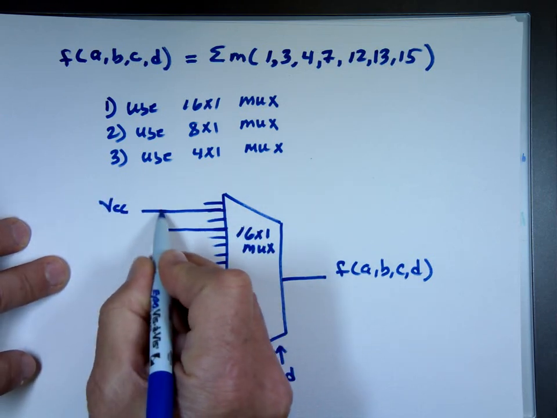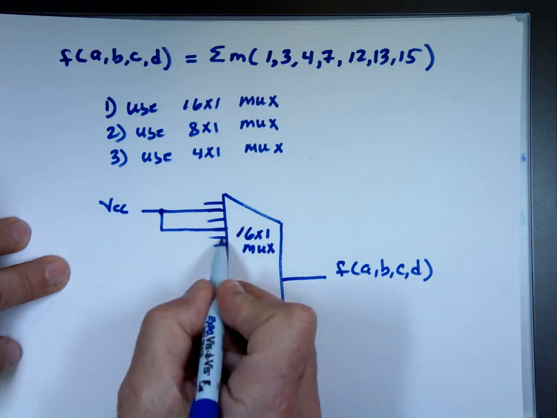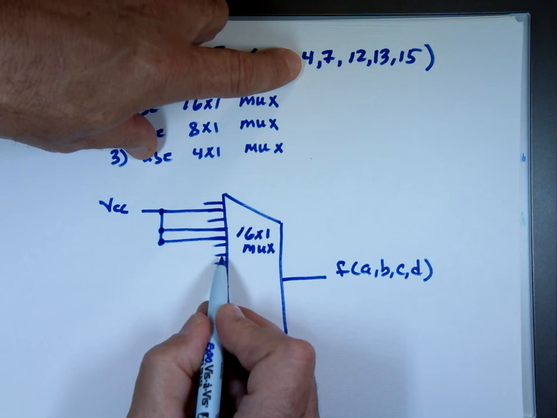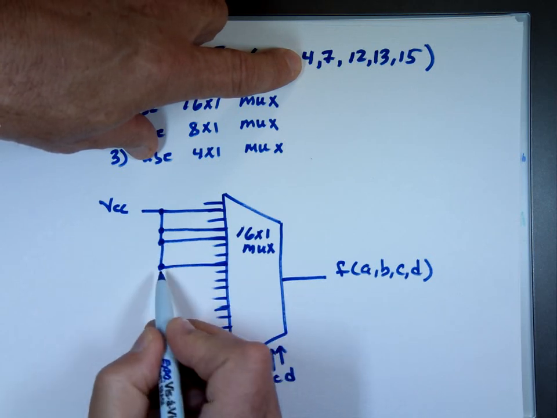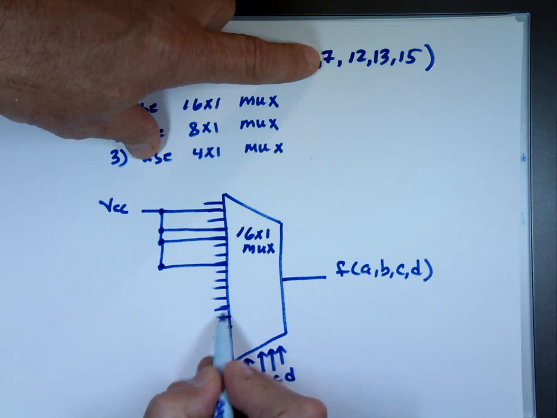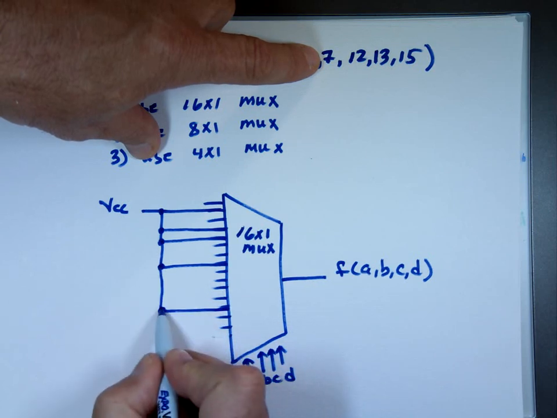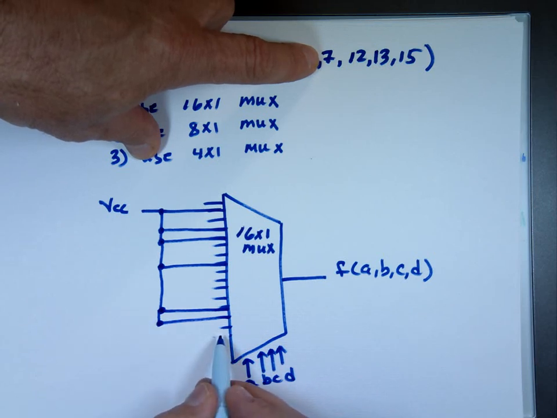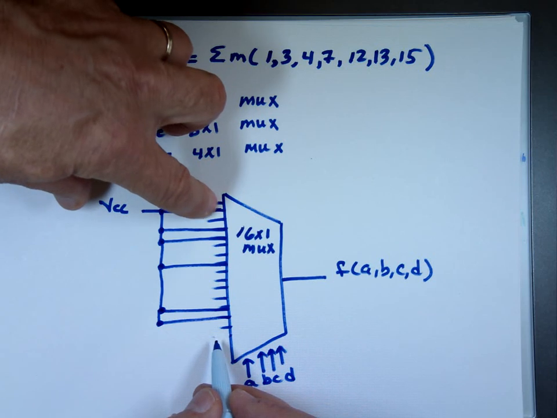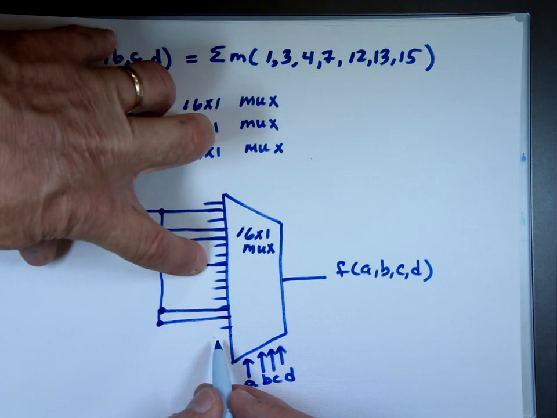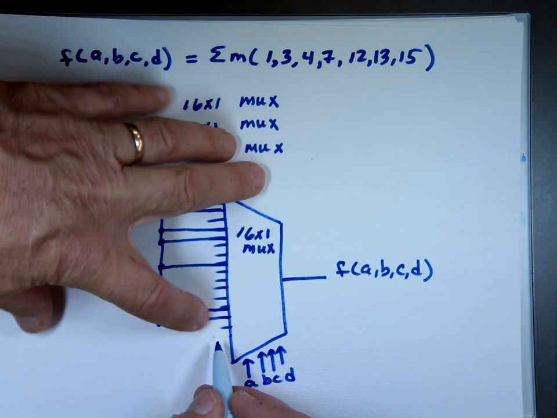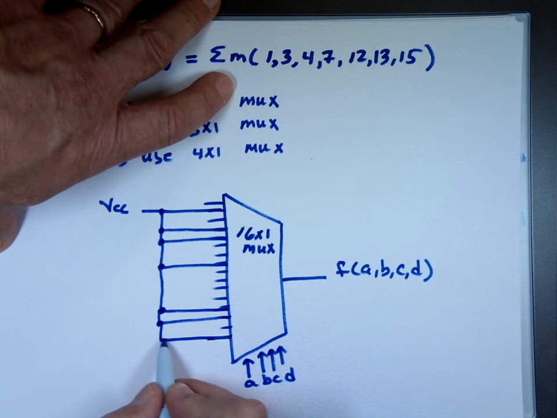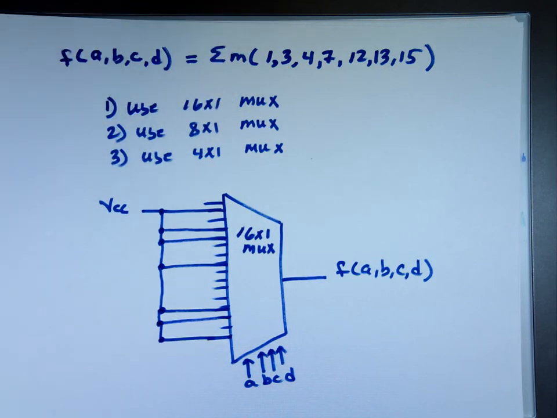At 3, 4, 4, 5, 6, 7, 8, 9, 10, 11, 12, 13. Hey, wait a minute. I think I was right. 1, 0, 1, 2, 3, 4, 5, 6, 7, 8, 9, 10, 11, 12, 13, 14. I was right. I had enough. And the 15. Okay, that's good.